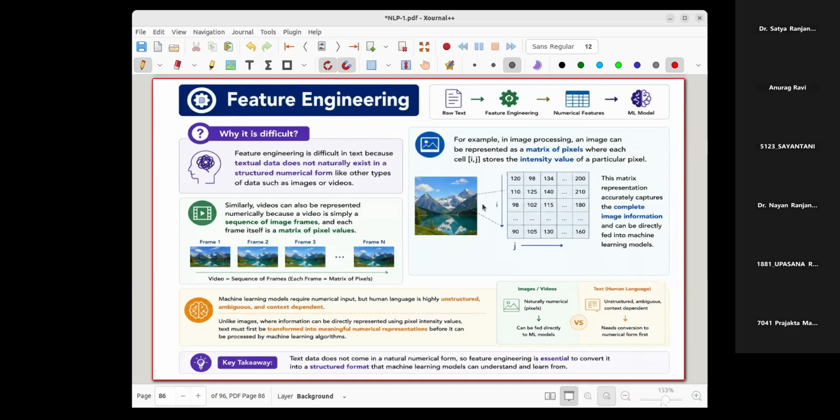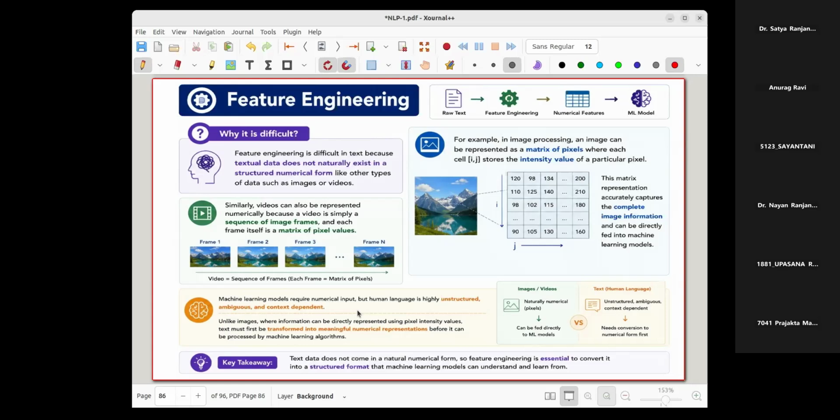But for text, there is no such numerical representation available. An inherent numerical representation is not there. That's why it is very difficult. So we need to convert it. Okay. So what it says is that machine learning models require numerical input, but human language is highly unstructured, ambiguous, and context dependent. Unlike images, where the information can be directly represented using pixel values, text is not like that. There is no inherent representation of text in terms of numbers. That's why we need some kind of method to convert text into numerical form.